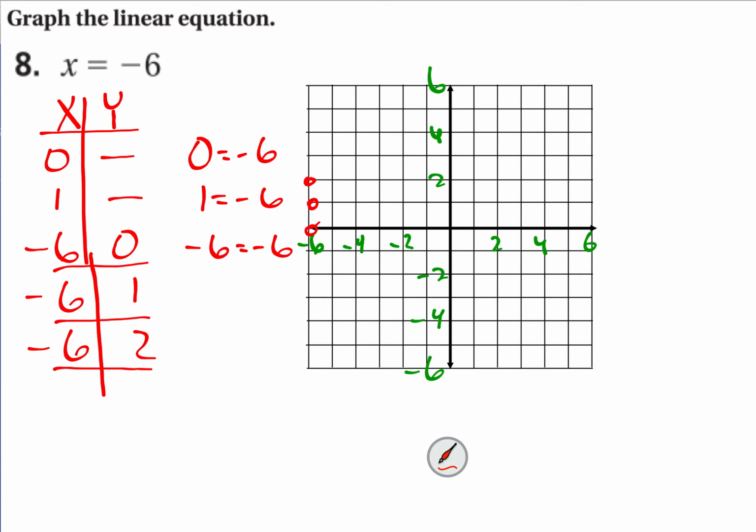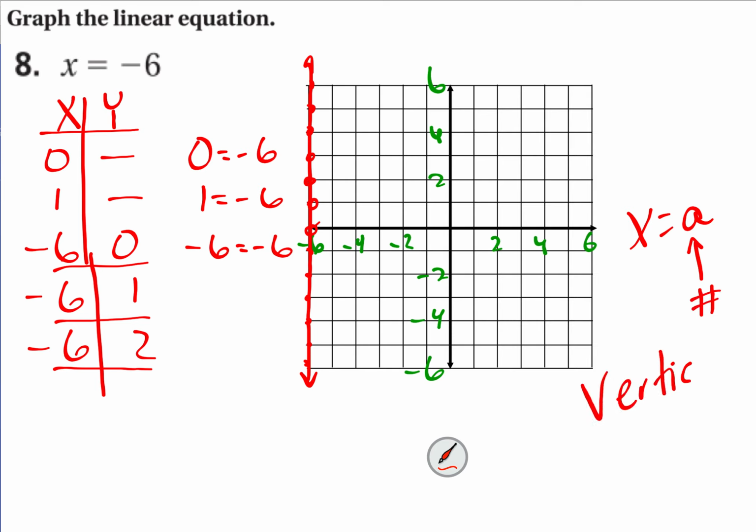Now there is enough here to see a pattern. I can keep the pattern going up and down, and it looks like it gives me a vertical line. By the way, x equals a number, I'm just using a here. If x equals some number, it's just going to be a vertical line.